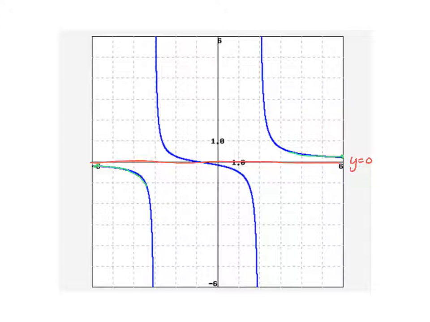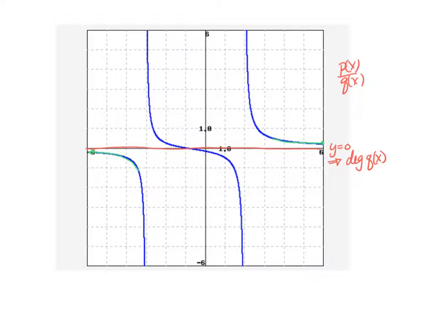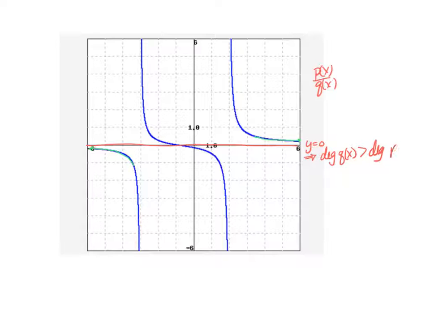Now, going backwards, if I have a horizontal asymptote at y equals 0, what does that tell us about the degree of the numerator and the degree of the denominator? Because we have p of x over q of x, that tells me that the degree of q of x is greater than the degree of p of x. So that's what it tells me.